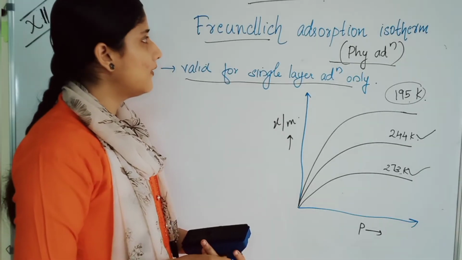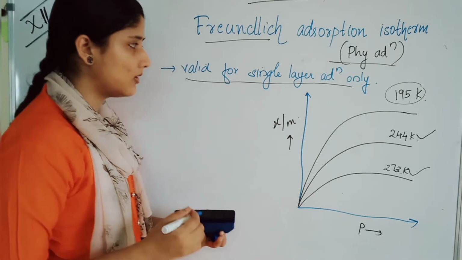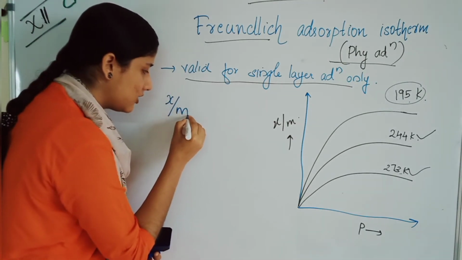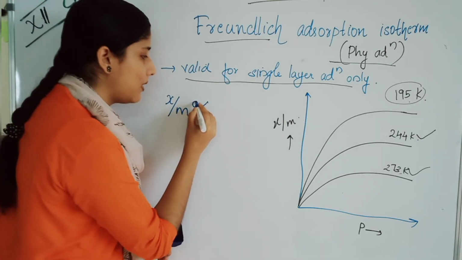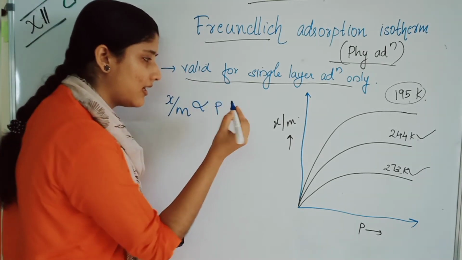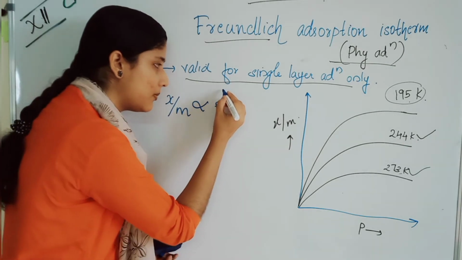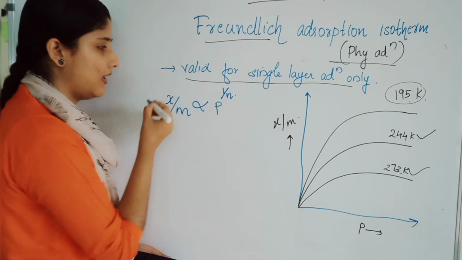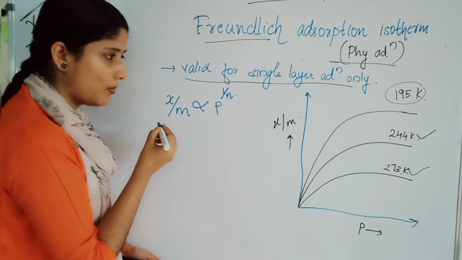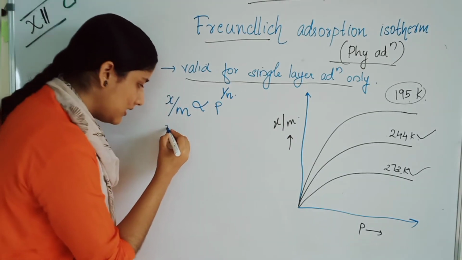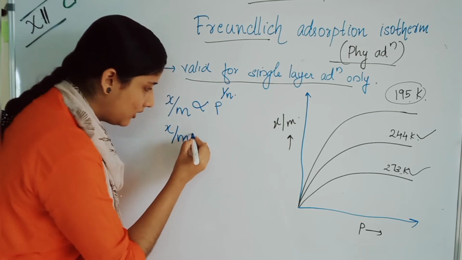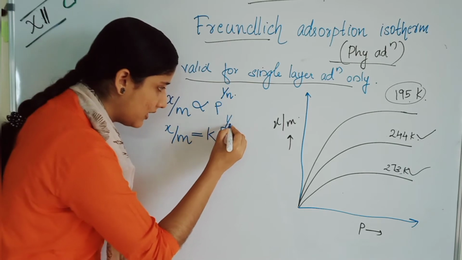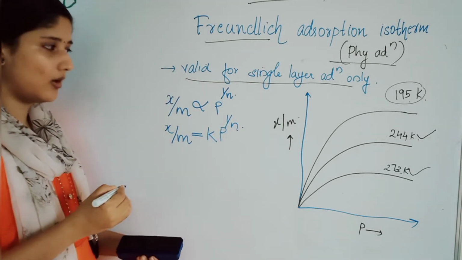Students, look. From this Freundlich adsorption isotherm, the scientist found an equation, that is x by m. The extent of adsorption is directly proportional to pressure, but not directly, right? It is directly proportional to pressure raised to 1 by n. Okay, this is what he proposed. That is, x by m is equal to a constant k into P raised to 1 by n. It is a constant of adsorption k, okay?